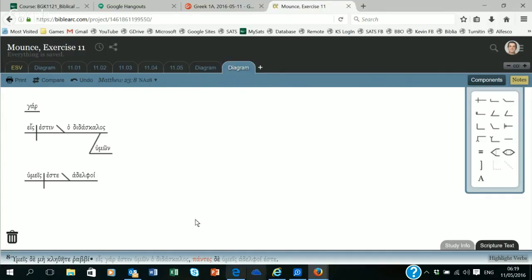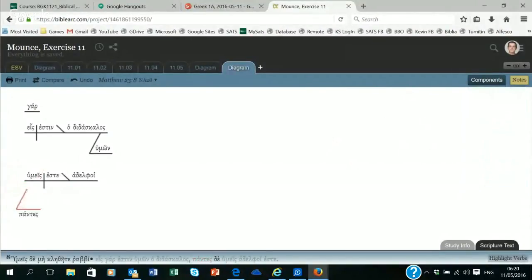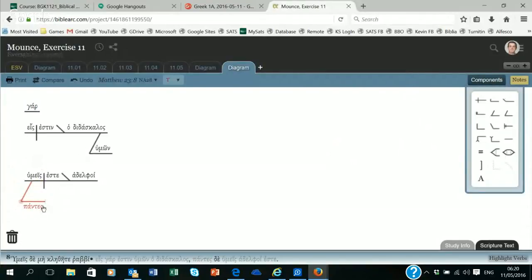All right, what about pantes? Well, pantes here is an adjective that's modifying humeis, you. Which you? All of you. It's not a verbal modifier, so I'm going to show it using a line slanting to the right, and I'm going to show that it's subordinate to humeis by putting it there.